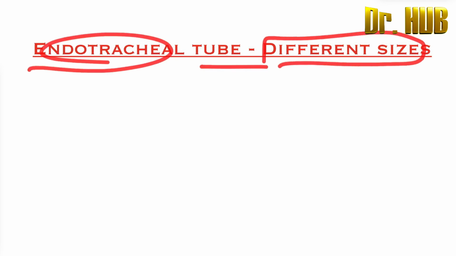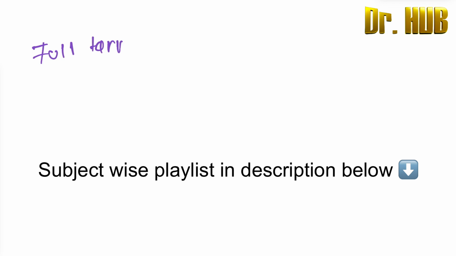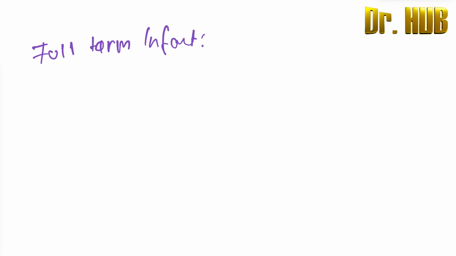Endotracheal tube, and we're looking at its different sizes. So first we will look at in terms of infant. So full term infant. So here in full term infant, the internal diameter is how much? So we look at ID, that is the internal diameter. This becomes 3.5 mm. And length, if you see, it will be 12 mm.